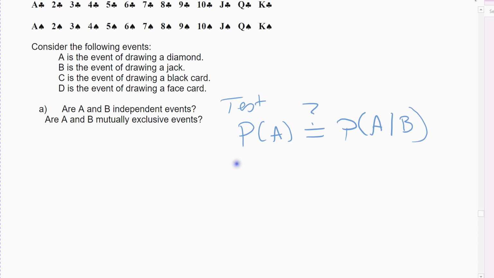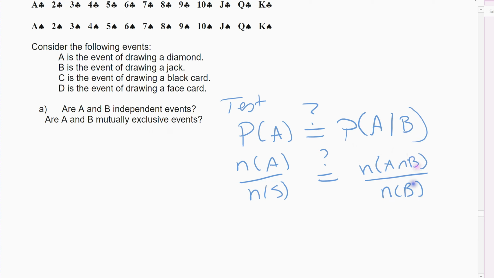Remember that the probability in the universal set would be the number in A over the number in my universal set. Is that the same as the conditional formula, which is the given event, and I divide by the number in B? Up top is the and statement, which is where the mutually exclusive test will fall out: number in A and B. If that's 0, they're mutually exclusive. If that's not 0, anything but 0, then the answer is no to mutually exclusive.